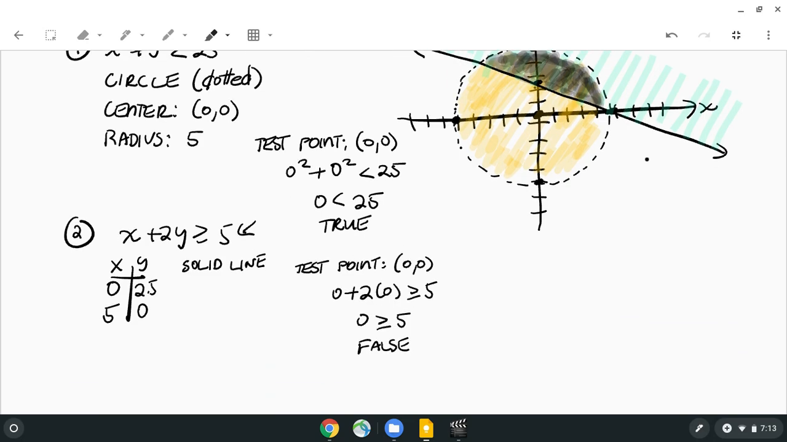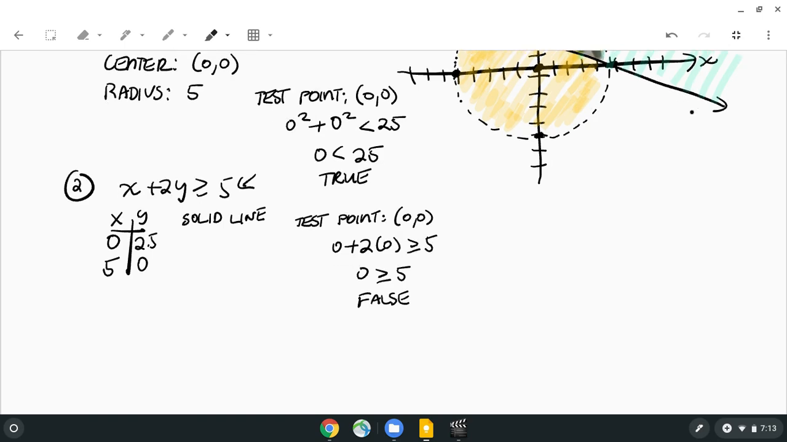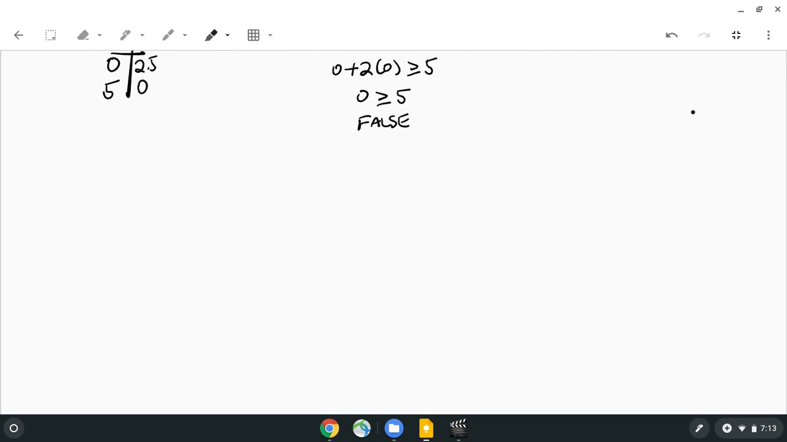Okay. Let's do another one. I'm guessing maybe some of you might be having trouble with the circle, so let's do another one with some circles. We'll do 2 circles, that way you can see a little bit more examples with them.